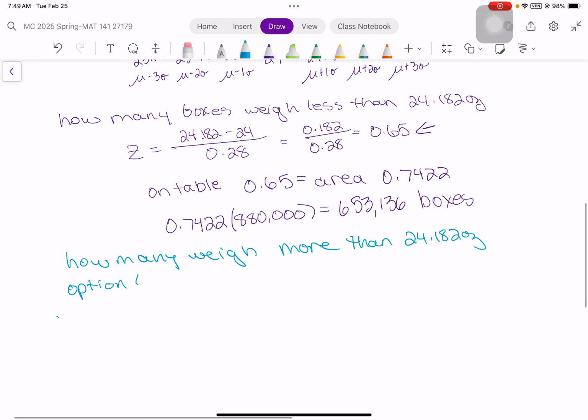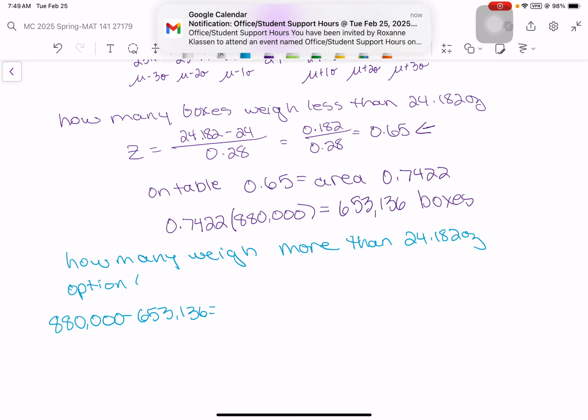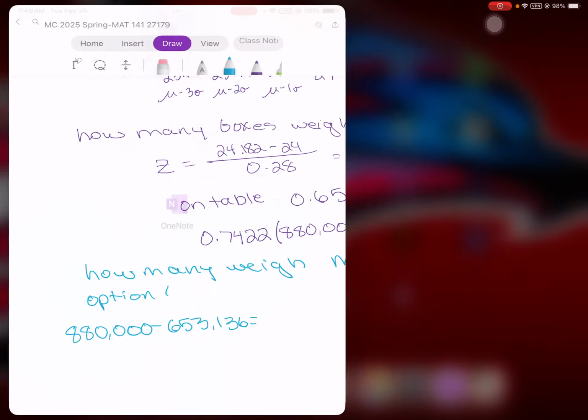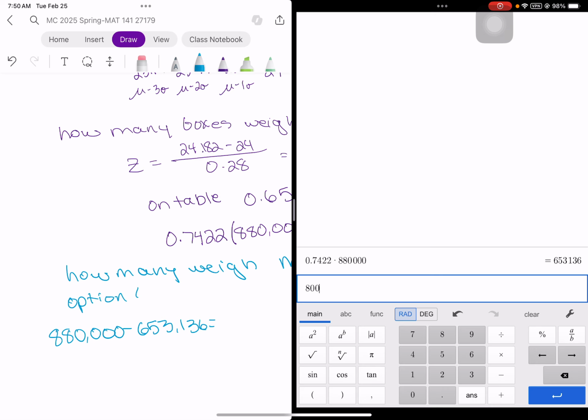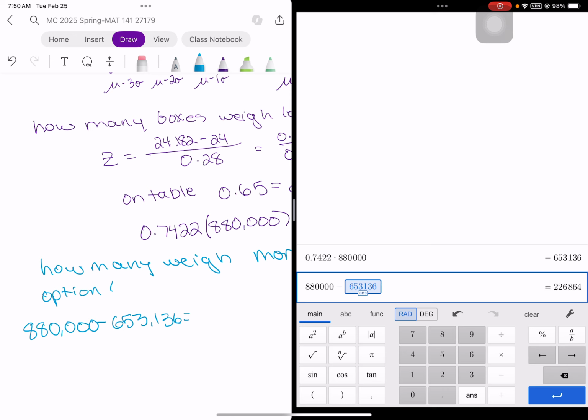Option 1 will be over here. I could do 880,000 minus 653,136 boxes. I could just do that on my calculator. I'm going to do 880,000 minus that answer, and I'm going to get 226,864 boxes. So that's one way to do it.